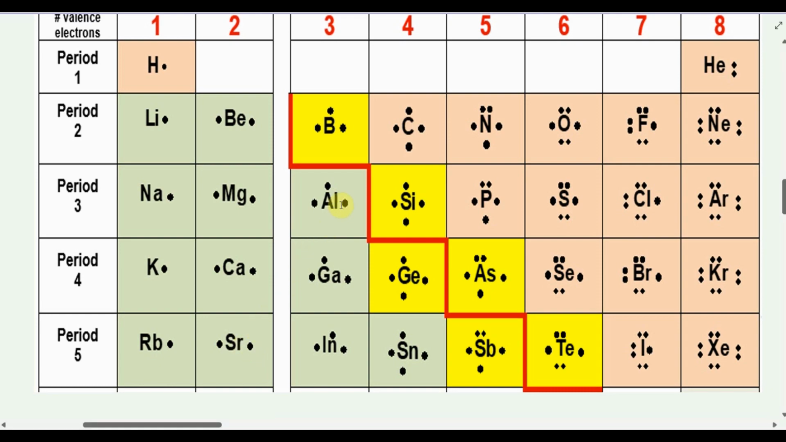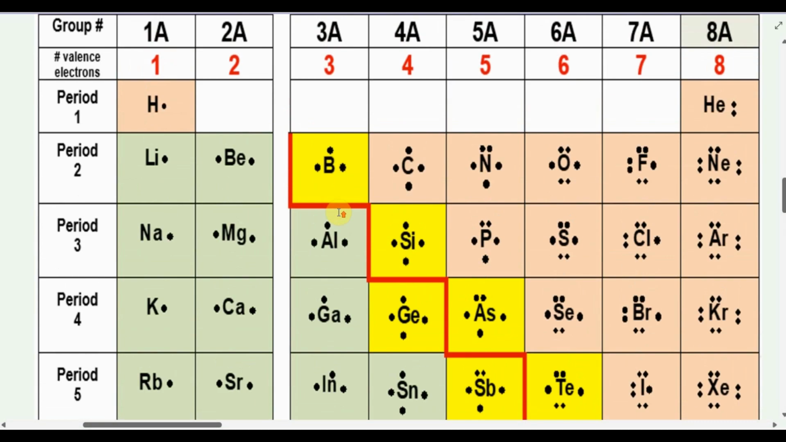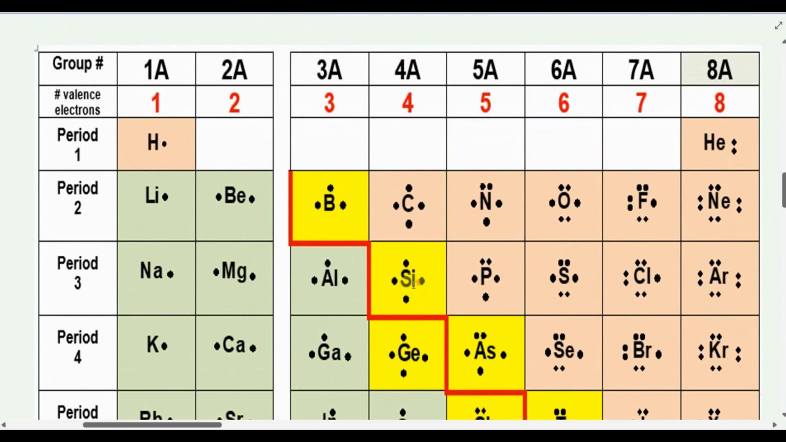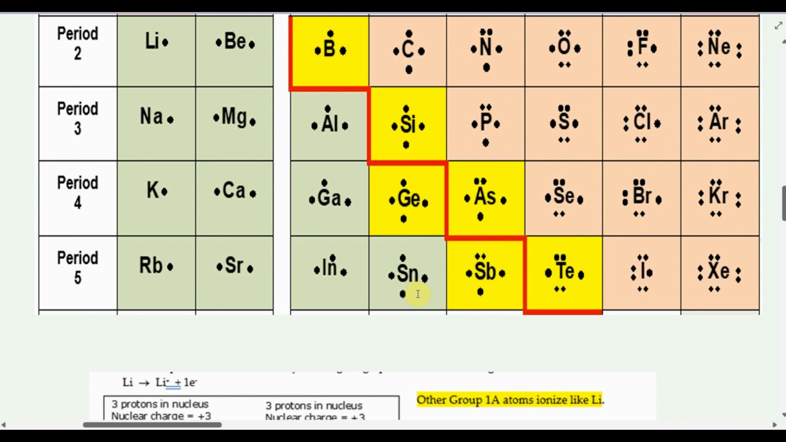Look at the group 3A metals, beginning with aluminum, gallium, indium, and thallium. When they typically react with nonmetals, they will lose all 3 of their valence electrons, forming +3 cations. And tin and lead below it, in group 4A, can lose 4 electrons to form a charge of +4.